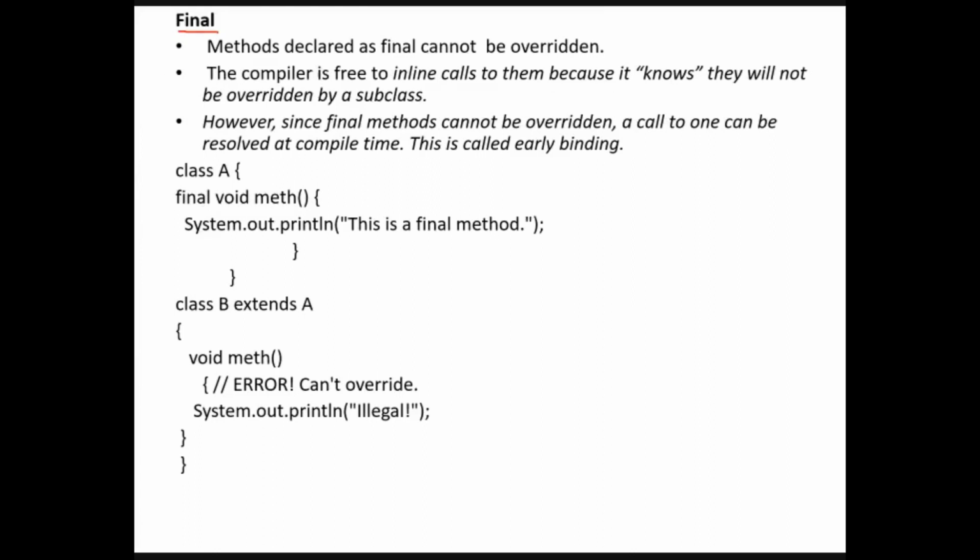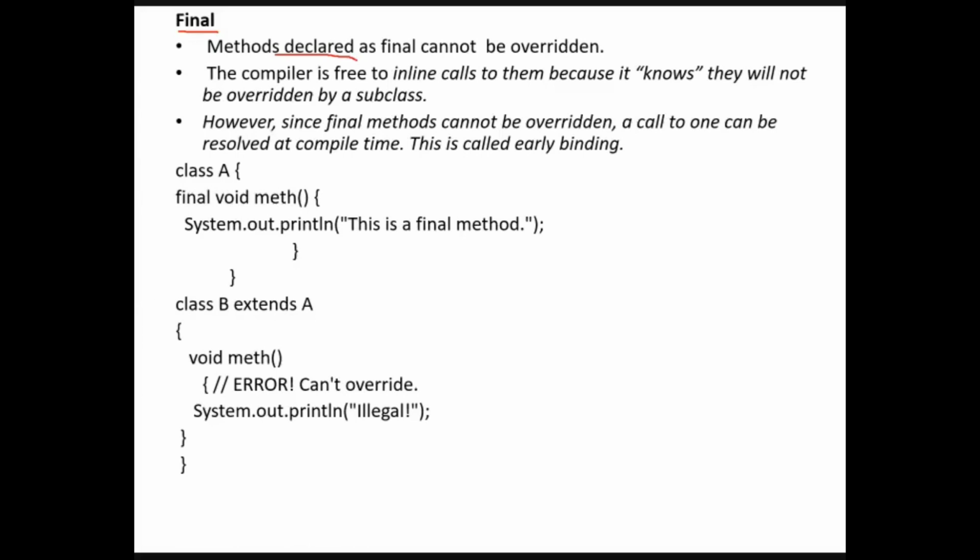Is it the same as constant? If you use the final keyword on a data member, that is a constant data member. If you use the final keyword on a method, that method cannot be overridden. If you use the final keyword on a class, that class cannot be inherited.